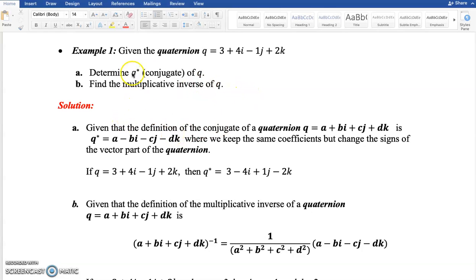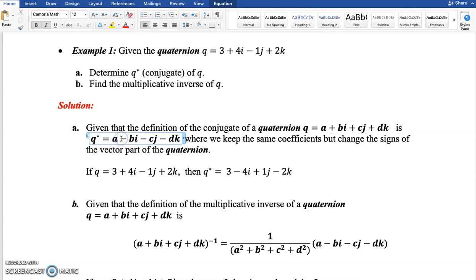The definition of the conjugate of a quaternion says that for a quaternion of the form Q equals A plus Bi plus Cj plus Dk, its conjugate is equal to A minus Bi minus Cj minus Dk. We keep the same coefficients but change the signs of the vector part of the quaternion. This one right here is the vector part of the quaternion.